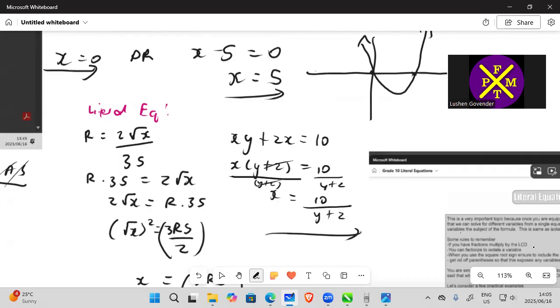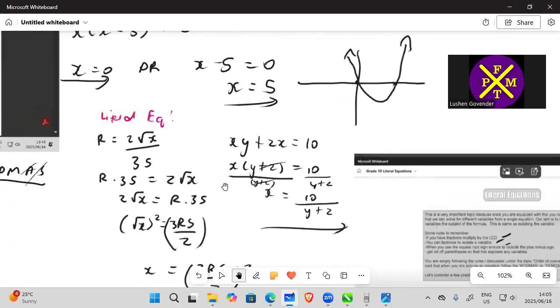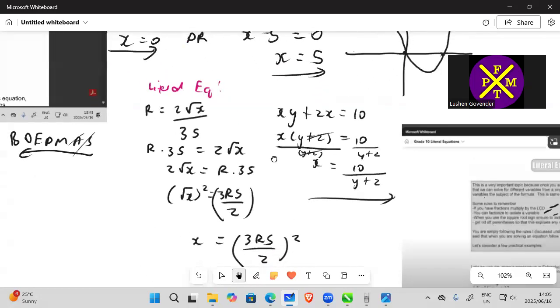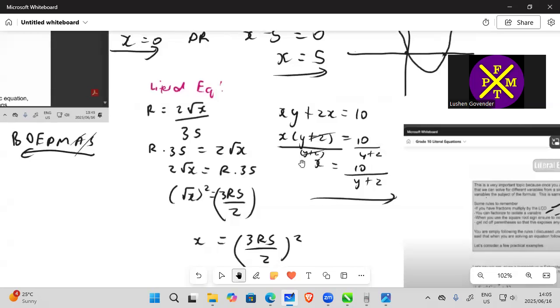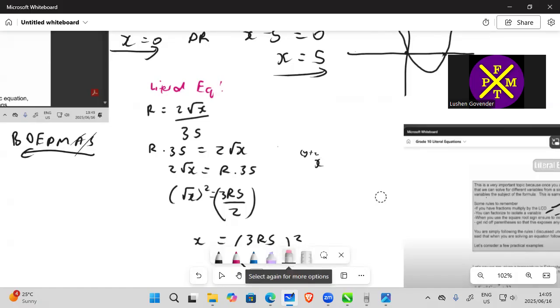Right, so there's an instance where, like here you can see, if you have fractions, multiply by the LCD and so on. It's all there, but you'll know how to apply yourself in these different scenarios. Okay, so that's that for literal equations.